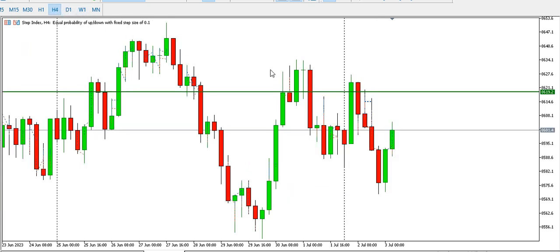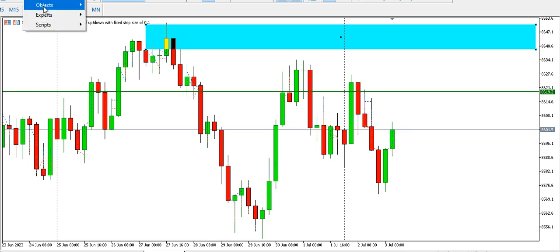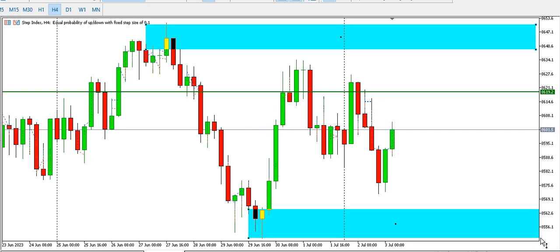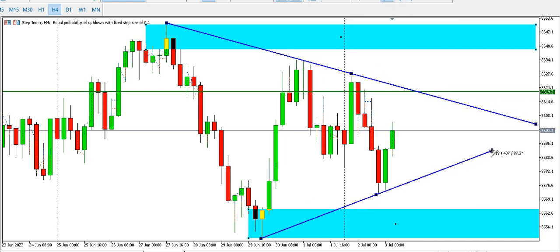Still on the 4-hour time frame, price is also ranging. We have the range top for the 4-hour time frame on step index at this particular point, and we have the range bottom at this particular point. So the range is expected to continue for some days, for some weeks, until we see a breakout. But for now, we have a descending trend line around here, and an ascending trend line somewhere.